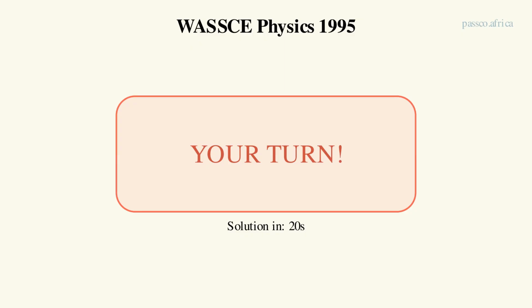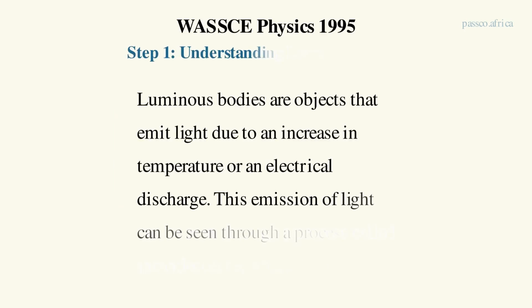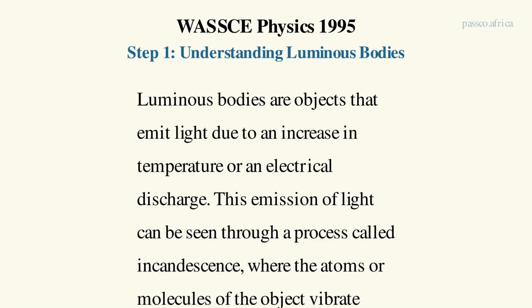Step 1. Understanding luminous bodies. Luminous bodies are objects that emit light due to an increase in temperature or an electrical discharge. This emission of light can be seen through a process called incandescence, where the atoms or molecules of the object vibrate rapidly, releasing excess energy as light.